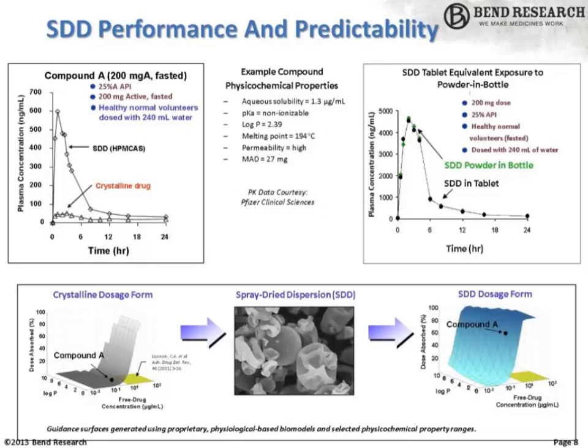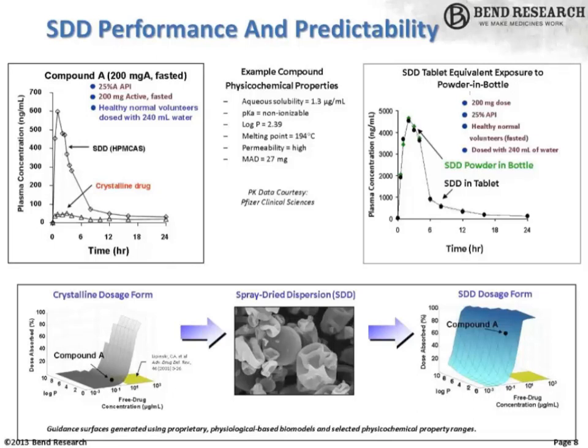In the upper left-hand corner of the slide, there's a graph of the plasma concentration versus time, so the PK curve, for compound A, which was dosed at 200 milligrams active in the fasted state. And for a 25% dispersion, it's clear that for this compound that has a low solubility, a 1.3 microgram per mL solubility, non-ionizable, and a modest log P, the SDD, or the amorphous dispersion, gives a much higher area under the curve than the crystalline drug.